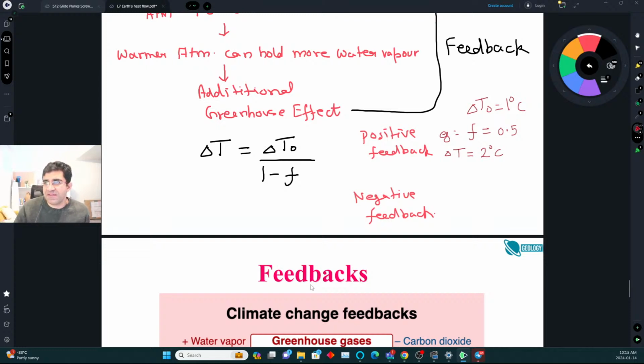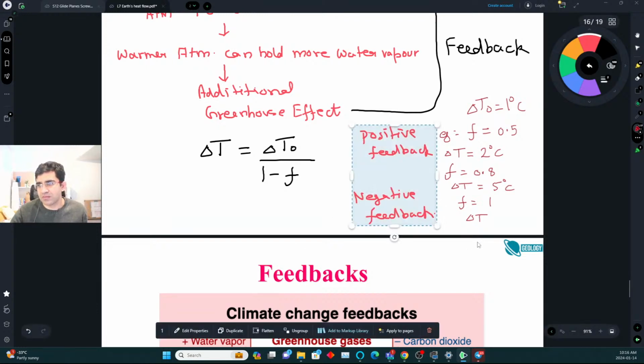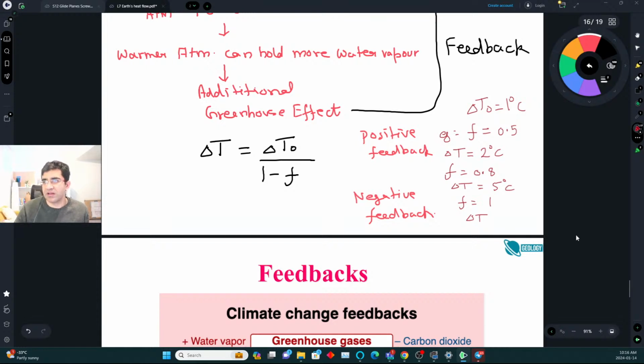If F is equal to 0.8, what will be delta T? 5 degrees Celsius. If F is equal to 1, what will be delta T? Infinite. Infinity. So you can see here this feedback factor.